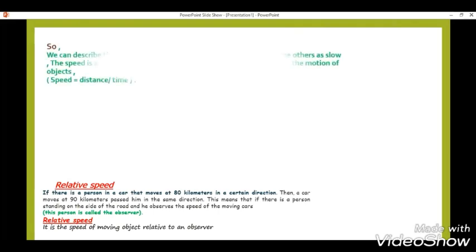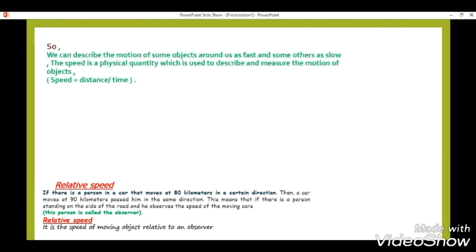Okay, so we can describe the motion, as we said before, of some objects around us as fast and others as slow by the speed, a physical quantity which is used to describe and measure the motion of the object, as the speed equals distance divided by the time.